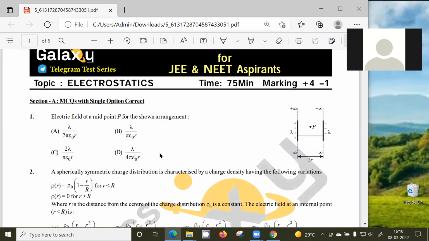So this first question, you can do it. Yes, sir. How do you do it? What is the electric field at the point? 4K lambda by R. No. How do you do it? Just tell me the steps. We have to see the electric field due to that positive wire at P, and the net electric field at P, sir, due to both wires. What is the electric field due to the positive wire? 2K lambda by R, sorry.